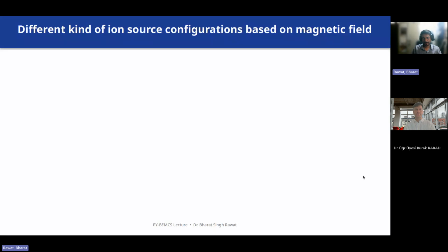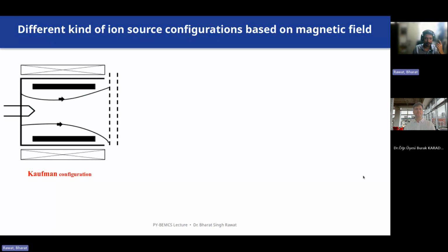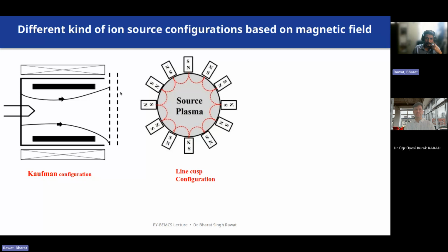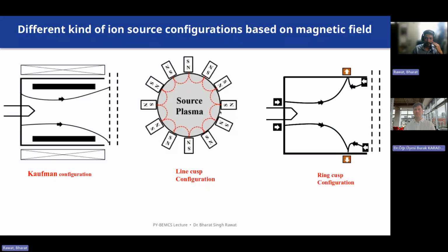So based on just the magnetic field configuration, there are different kinds of ion sources. Kaufman configuration, in which you have this diverging electric field, magnetic field. You have the line cusp configuration, in which you have this alternating polarity, which provides you a very uniform plasma near the grid. And at last, the ring cusp configuration, which has turned out to be the most discharge efficient ion source configuration for electric propulsion application.